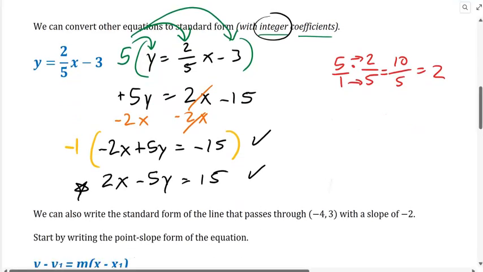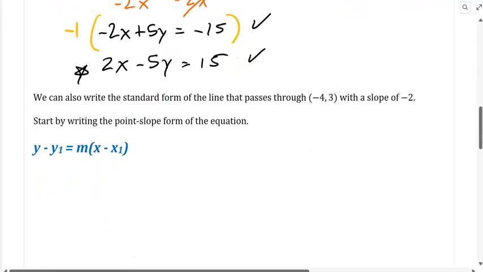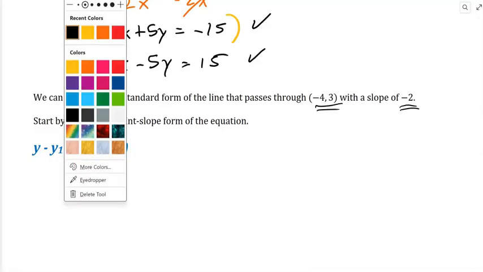into standard form. Now, we can also write the standard form equation of the line that passes through this point with a slope of -2. So we have to start with the point-slope form. So let's do that.